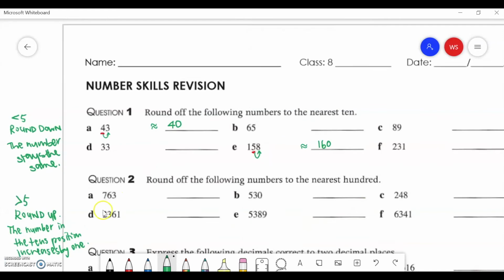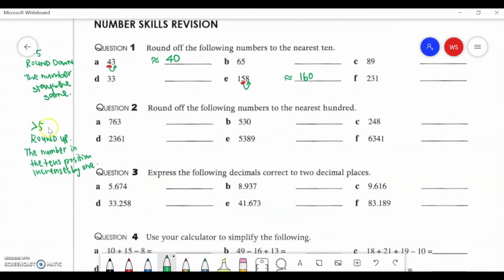Now, moving on to question 2. Round off the following numbers to the nearest hundred. In this case, we'll have to locate our numbers in the hundreds position. Looking at 2A, our number in the hundreds position is 7. And how do you know whether we round it up or down? Looking at the next number. That is 6. 6 is more than 5, so therefore we will round up. Increasing 7 by 1, that will be 8, and 0 will follow as the rest of the positions.